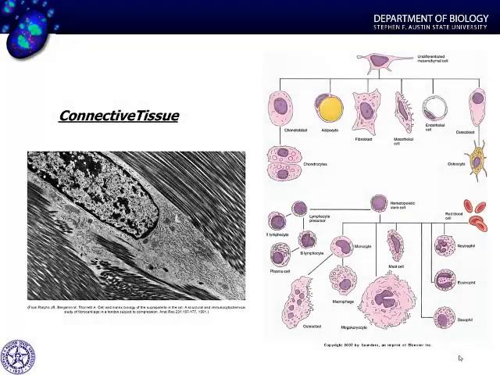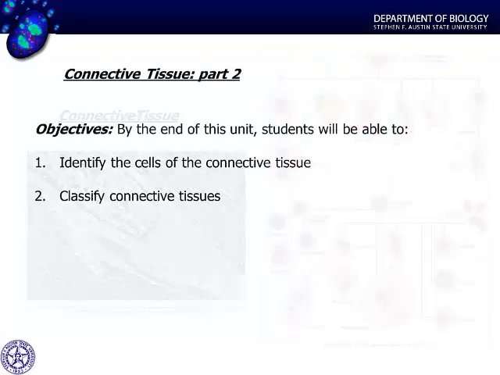Welcome back for part two of our connective tissue discussion. We left off with our identification of cells, and we're going to pick that back up as we talked about adipose tissue, and then we will move into classification of our connective tissues as they visually appear in various histological slides and different locations within tissues.